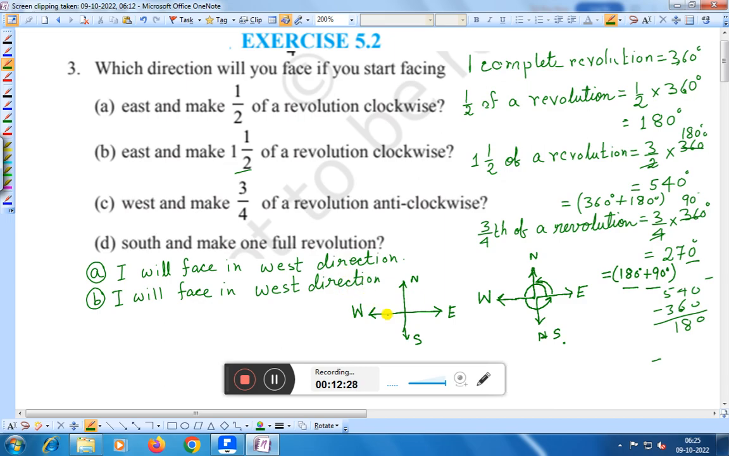That means you are facing west. Towards west you are facing. First you have to go 180 degree anti-clockwise. That means 180 degree means here, if we start from here, 180 means up to here, right? Plus 90, that means again you have to go here. That means here we are facing north direction. That means question number C, I will face in north direction.